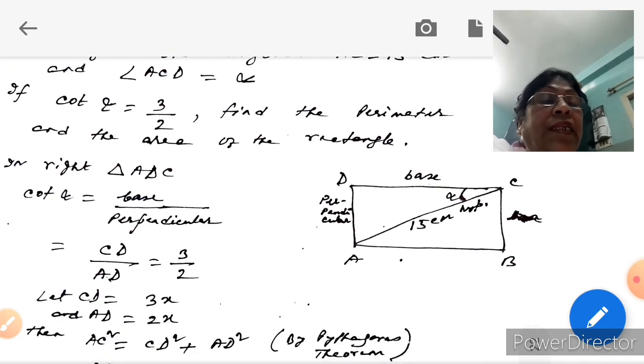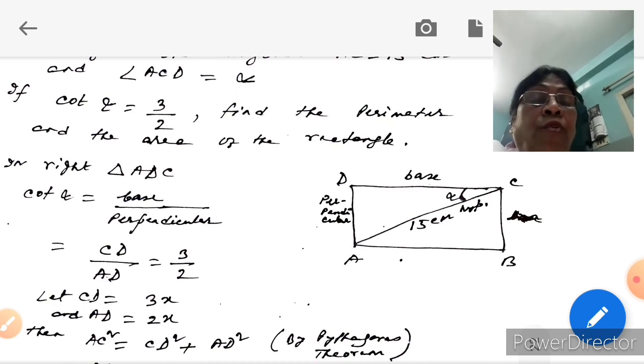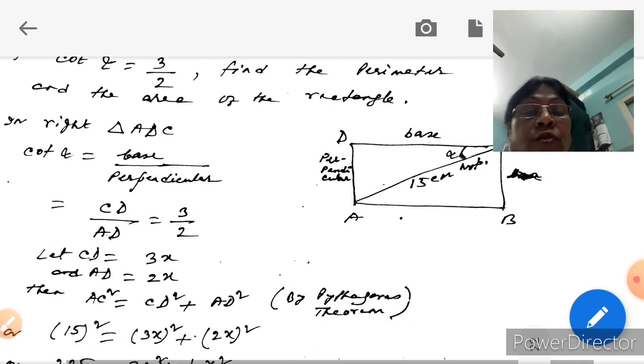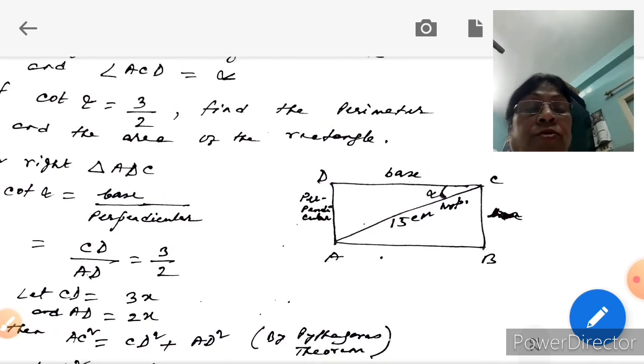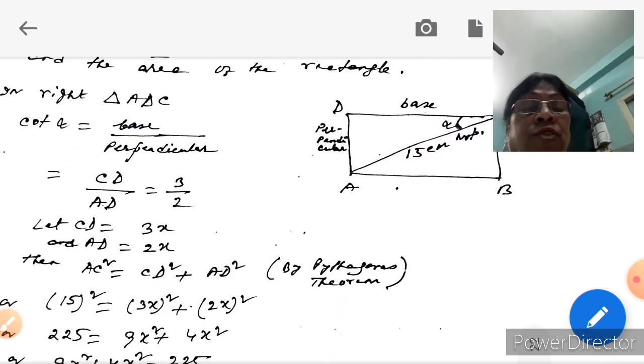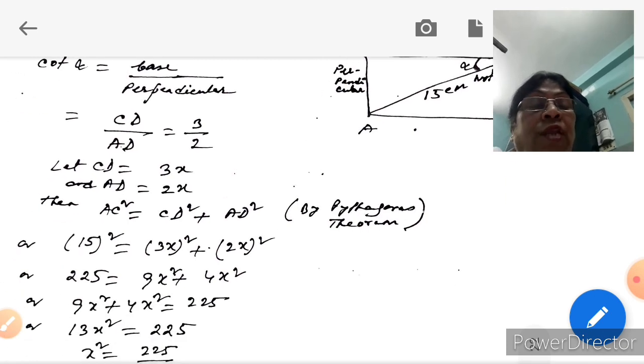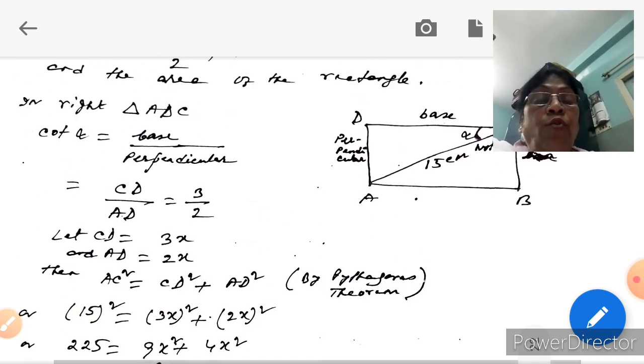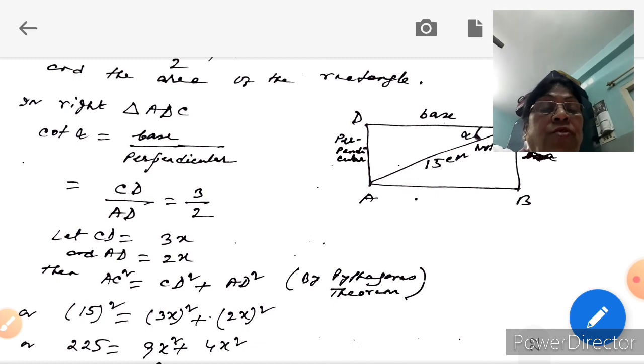In the right angle triangle ADC, when the diagonal AC is drawn, one right angle triangle is produced, right angled at D. Cot alpha is equal to base by perpendicular, we know. So, base CD by perpendicular AD is 3 by 2. Let CD be 3x and AD be 2x. So, AC square is equal to CD square plus AD square by Pythagoras theorem. Putting the value, AC is already given, 15 square is equal to 3x square plus 2x square.